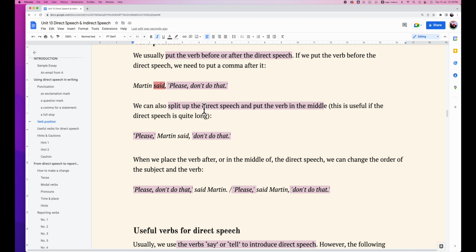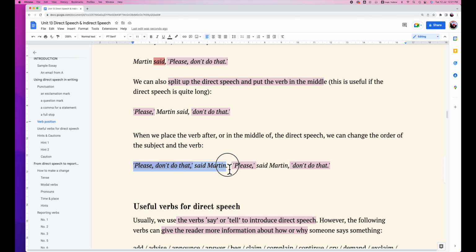However, if the direct speech is split into two parts, and the verb is in the middle, how do we arrange it? Example, "Please," open quotation mark, close quotation mark, and a comma. And then Martin said, again, comma. Then we start the second part of the direct speech. Open quotation mark, close quotation mark, "don't do that," and then a full stop. So you can see the arrangement of direct speech split into two parts is a little bit technical. However, if you follow the rules, it will be fine.